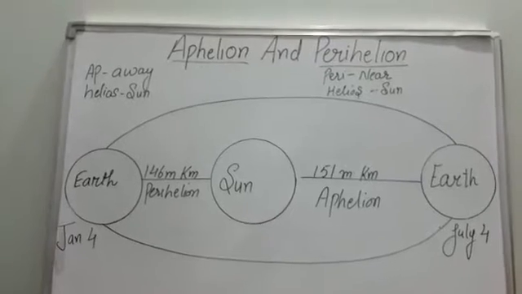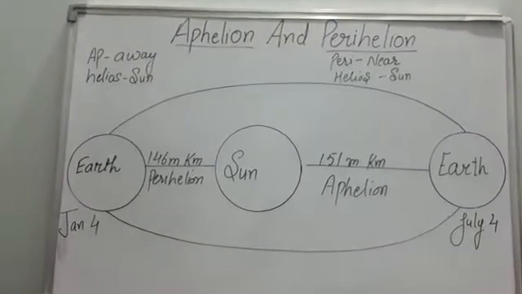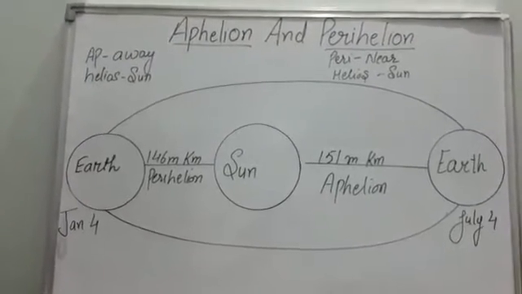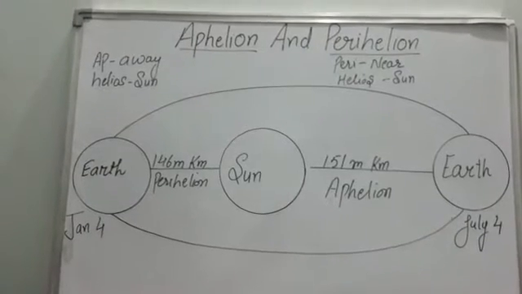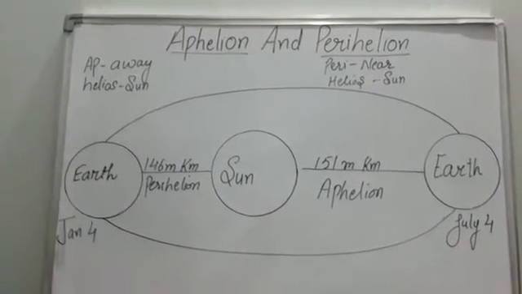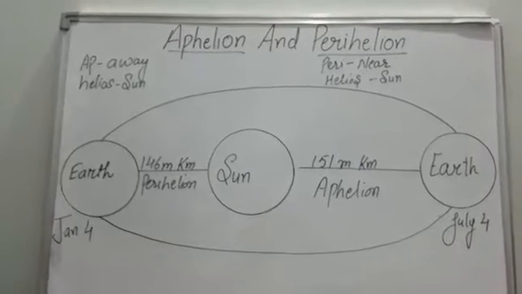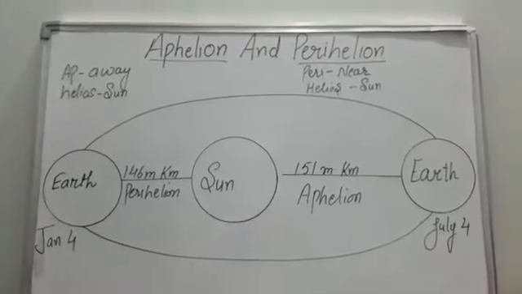These are the two situations of the earth in the year. In one year, there are two positions of the earth relative to the sun: one is aphelion and the other is perihelion. And when does it happen, we will discuss in detail.